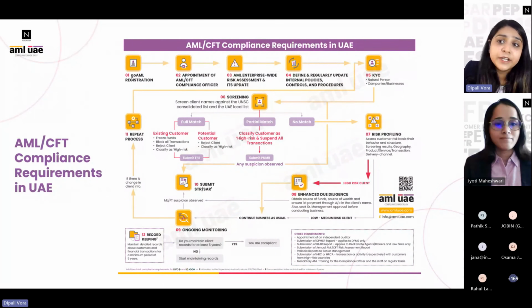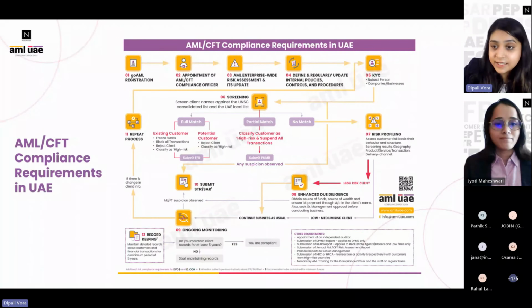Once we have completed point number 3, we will be in a position to draft our AML CFT policies and procedures, because we have a complete understanding of what risks our company is facing. So accordingly, we will draft our control measures also. Point number 3 and 4 is all about the documentation that we are required to have in place. From point number 5, it's all about implementing. How well are we implementing our AML CFT policies and procedures?